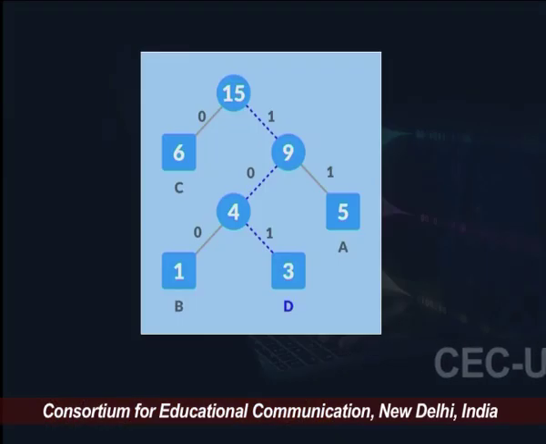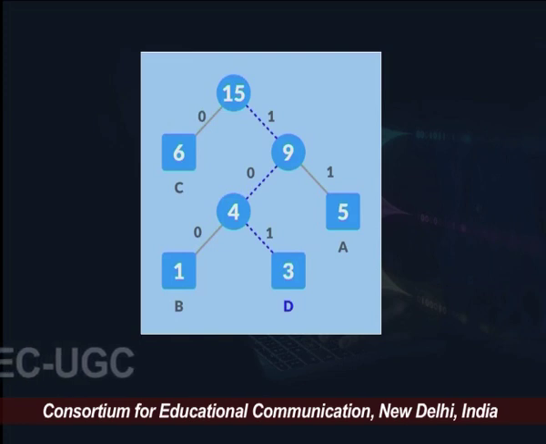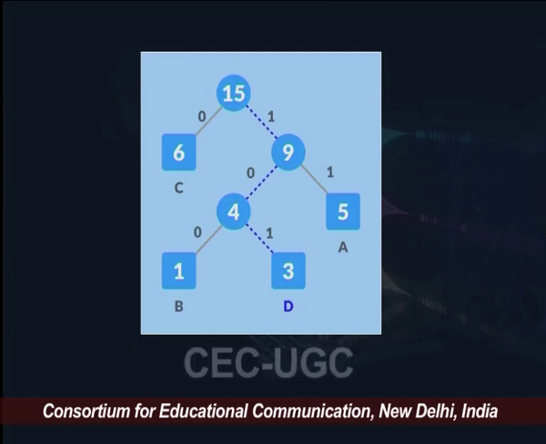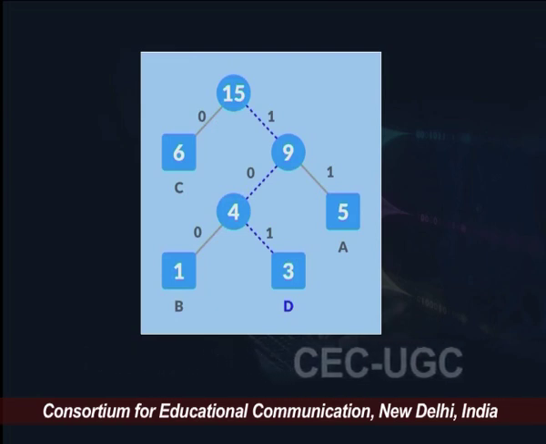So for 101 we start from 15. Between 15 and 9 the edge is 1, then between 9 and 4 the edge is 0, and between 4 and 3 the edge is 1. So we start from the root, not from the bottom. So 1 0 1, and we end up with the character D. So 101 is the code for D.